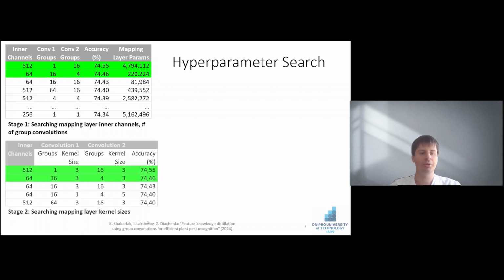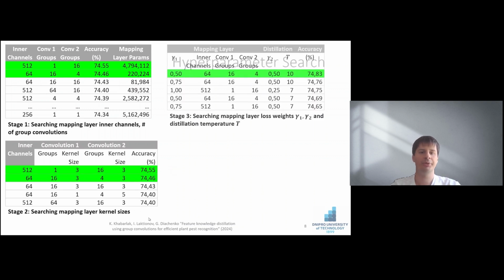On stage 2, we search mapping layer kernel sizes. Here we consistently see that using a kernel size of 3 for both mapping layer convolutions offers the best results. Next, we search loss weights gamma 1, gamma 2, and distillation temperature.